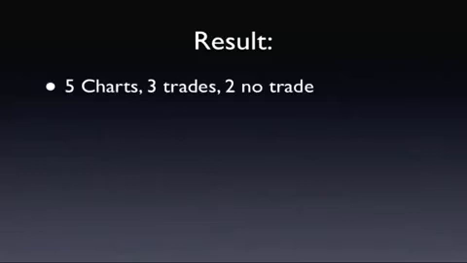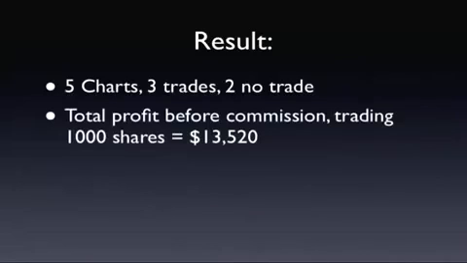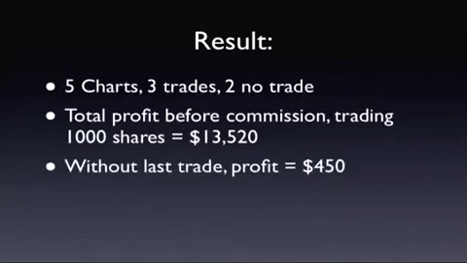So the result of all of that is that out of 5 charts, we had 3 that gave us trades and 2 that didn't give us any trades. Total profit before commission, if we were trading 1,000 shares, was $13,520. Now, like I say, that last trade was pretty exceptional, so I'm going to ignore that one and pretend it didn't happen. I want to look at the worst case scenario, so we just ignore that and imagine that we hadn't made that 13 grand trade.